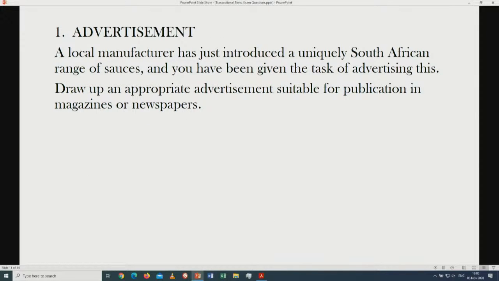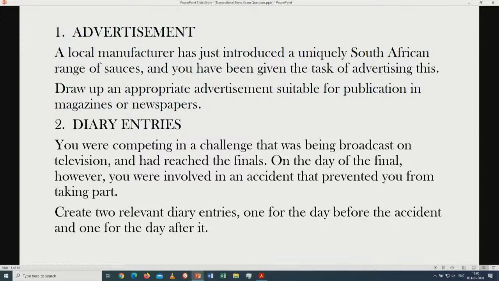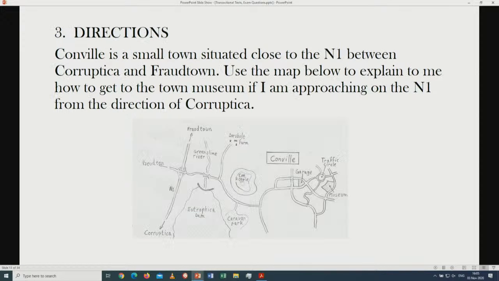Advertisement, uniquely South African range of sources. I quite like that. Okay, diary entries. Reach the finals. Day of the final, you were in an accident that prevented you taking part. Oh dear. Two relevant diary entries, one before, one after.